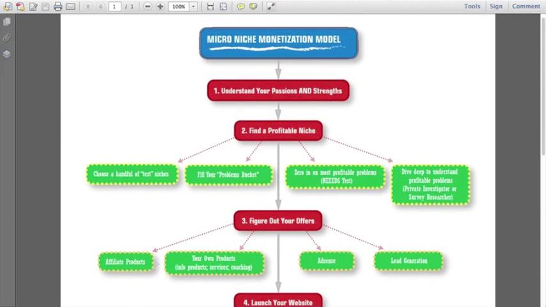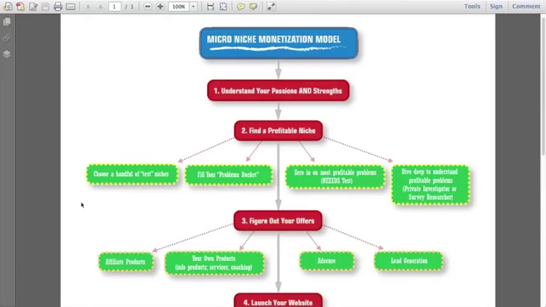Okay, so again, let's start from here. I've already covered understanding your passions and strengths. Once you've done that, then you want to go in and find a profitable niche, and as you probably know, my Niche Sherpa course covers that step by step, but here are the broad stroke steps. First thing that you do is you choose a handful of test niches, okay?